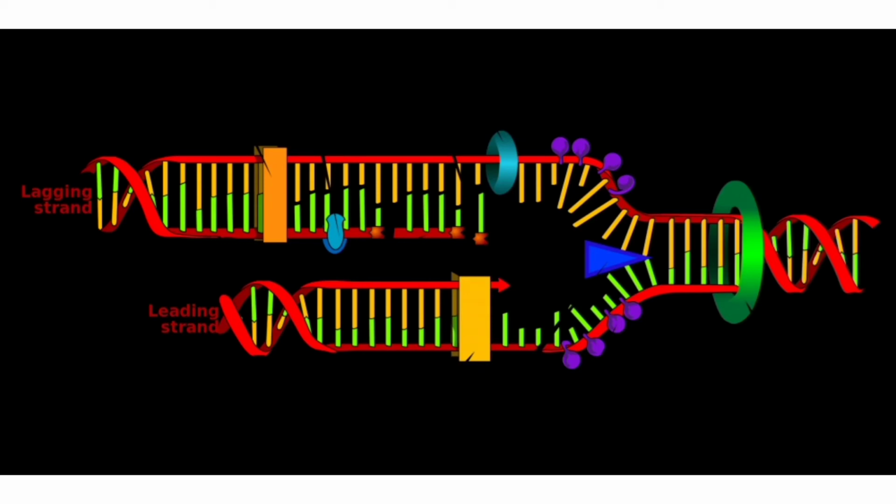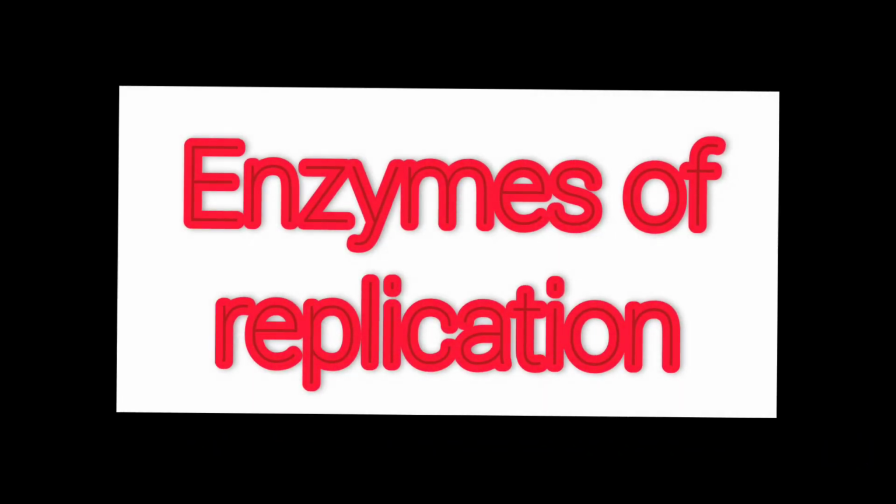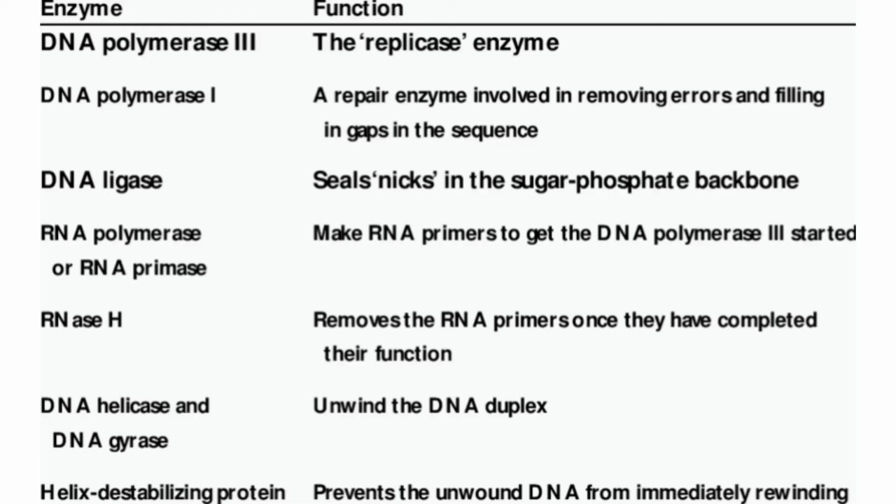Fifth is after the formation of the two strands of DNA, the old one and the new one, DNA gyrase enzymes or topoisomerase II make a twist at the superhelicity of each DNA molecule. Remember the enzymes of replication. It includes the helicase enzyme, RNA polymerase, DNA polymerase, DNA ligase, and DNA gyrase or topoisomerase II.